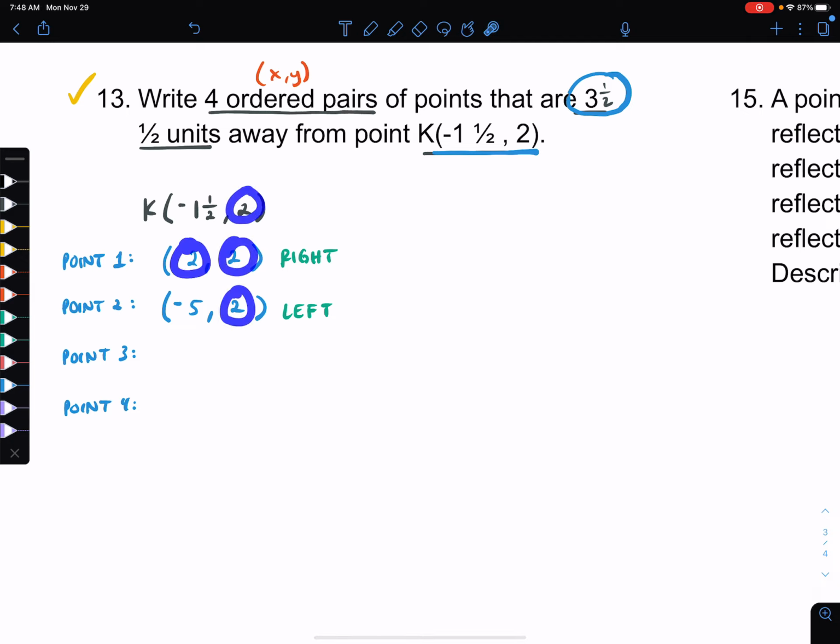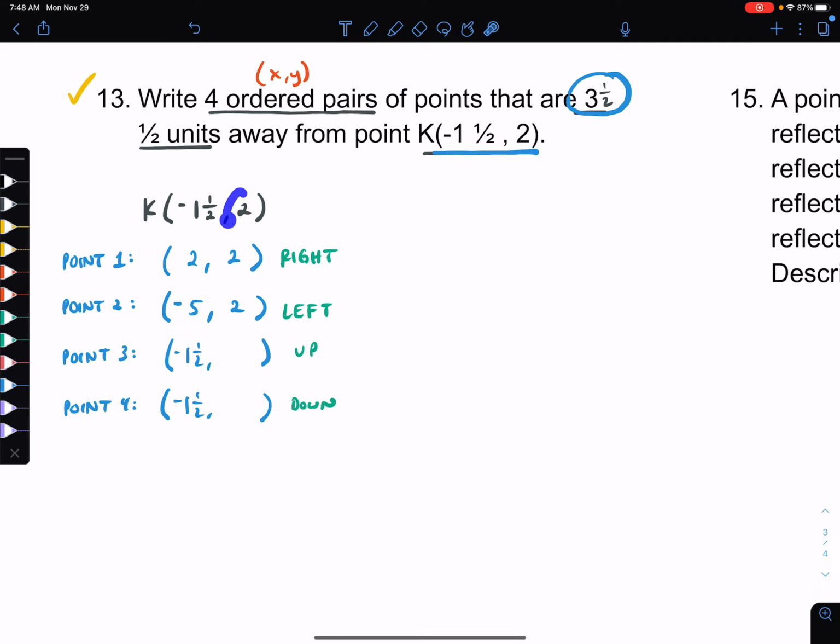This is just to the right 3.5 units, and this is to the left 3.5 units. So what if we kept the x the same now? Let's keep this as negative 1.5 and negative 1.5. And let's go maybe up and down. So let's go up and then let's go down.